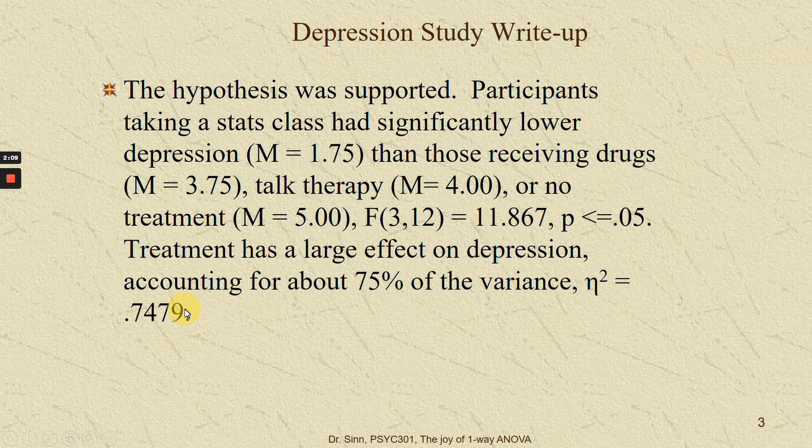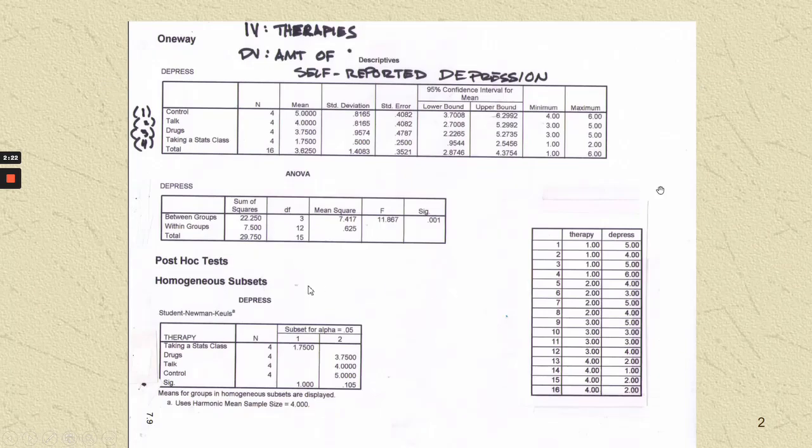And then my last sentence, since it was significant, I'm going to talk about the effect size. I say treatment has a large effect on depression, accounting for about 75% of the variance. And then I give the eta squared. Just to refresh your memory, we get the eta squared by taking the sum of squares between groups divided by the sum of squares total. Degrees of freedom correspond to degrees of freedom between groups and within groups in that order. And that's, of course, where we get the F. Oh, and then if you come back, these are where we get the means to talk about.